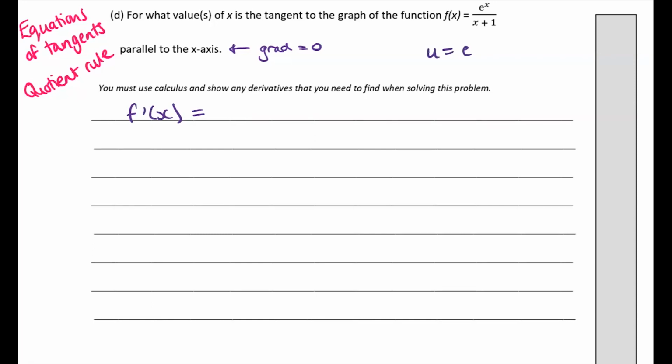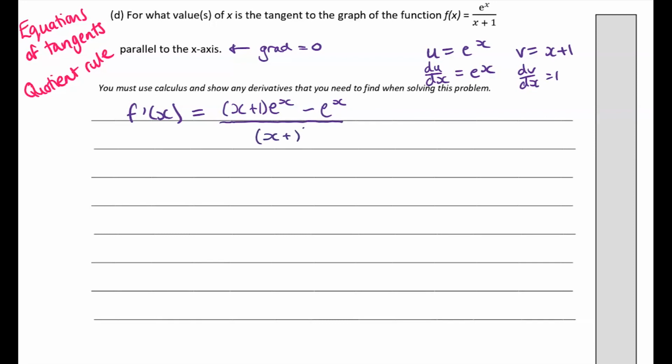Well, u is equal to e to the x. v is equal to x plus 1. You have the quotient rule on your formula sheet, and it tells you that we do v du by dx. So that's x plus 1 times e to the x, minus u dv by dx, so that's just going to be e to the x, and divide it by v squared, x plus 1 squared. Up to that point, getting that differentiation would get you a U.